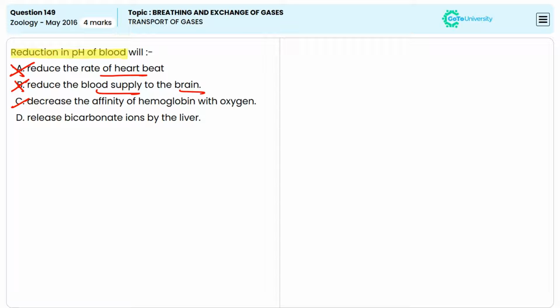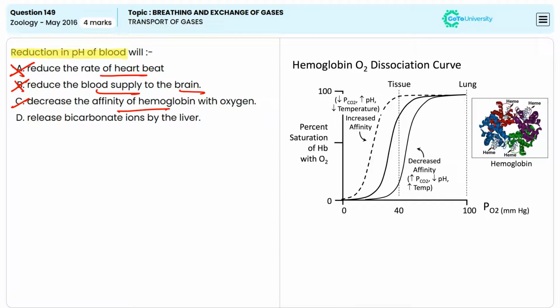Option C, decrease the affinity of hemoglobin with oxygen. This is true. When the pH of the blood decreases, that is, it becomes more acidic, it affects the hemoglobin's ability to bind oxygen. That is, the saturation of hemoglobin with oxygen decreases. Because the hemoglobin's affinity for oxygen decreases in a more acidic environment, this phenomenon is known as the Bohr effect.